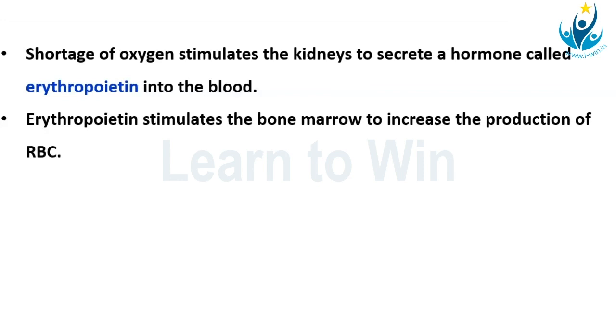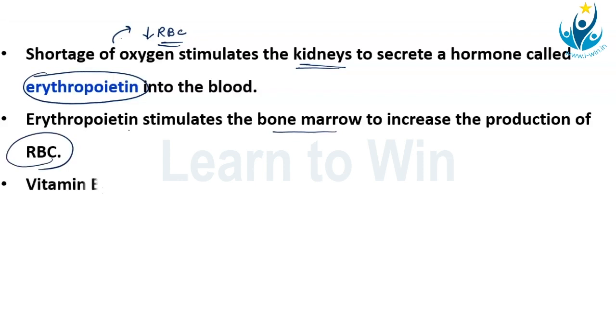RBC is very important because it carries oxygen. It is the carrier of oxygen. If there is a shortage of oxygen, normally the brain stimulates the kidneys to secrete a hormone called erythropoietin. Why? Because the brain thinks you are having a shortage because of a decreased number of RBC. RBCs are the ones that carry oxygen, right? So if the body is not receiving oxygen, the brain will think maybe the RBCs are not enough. So it tells the kidneys, please produce erythropoietin. This erythropoietin goes to the bone marrow and stimulates the production of RBC.